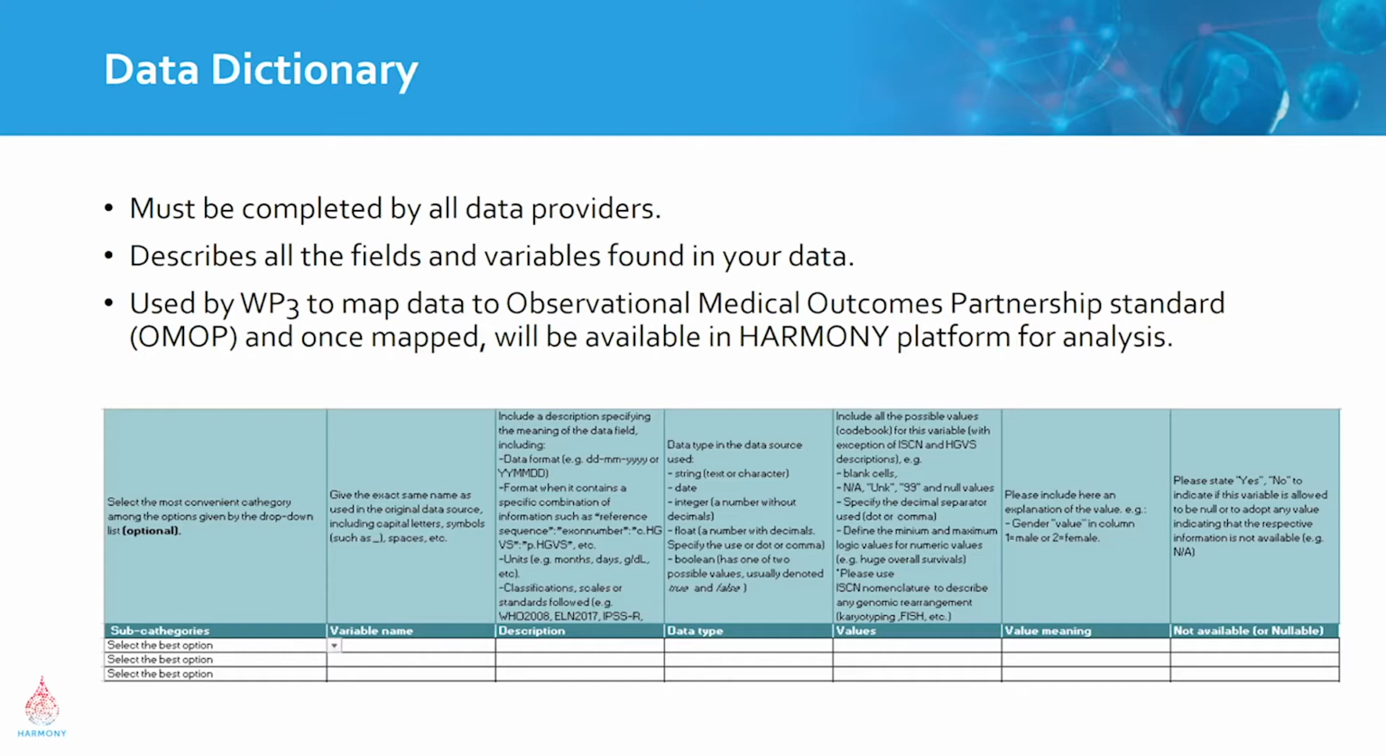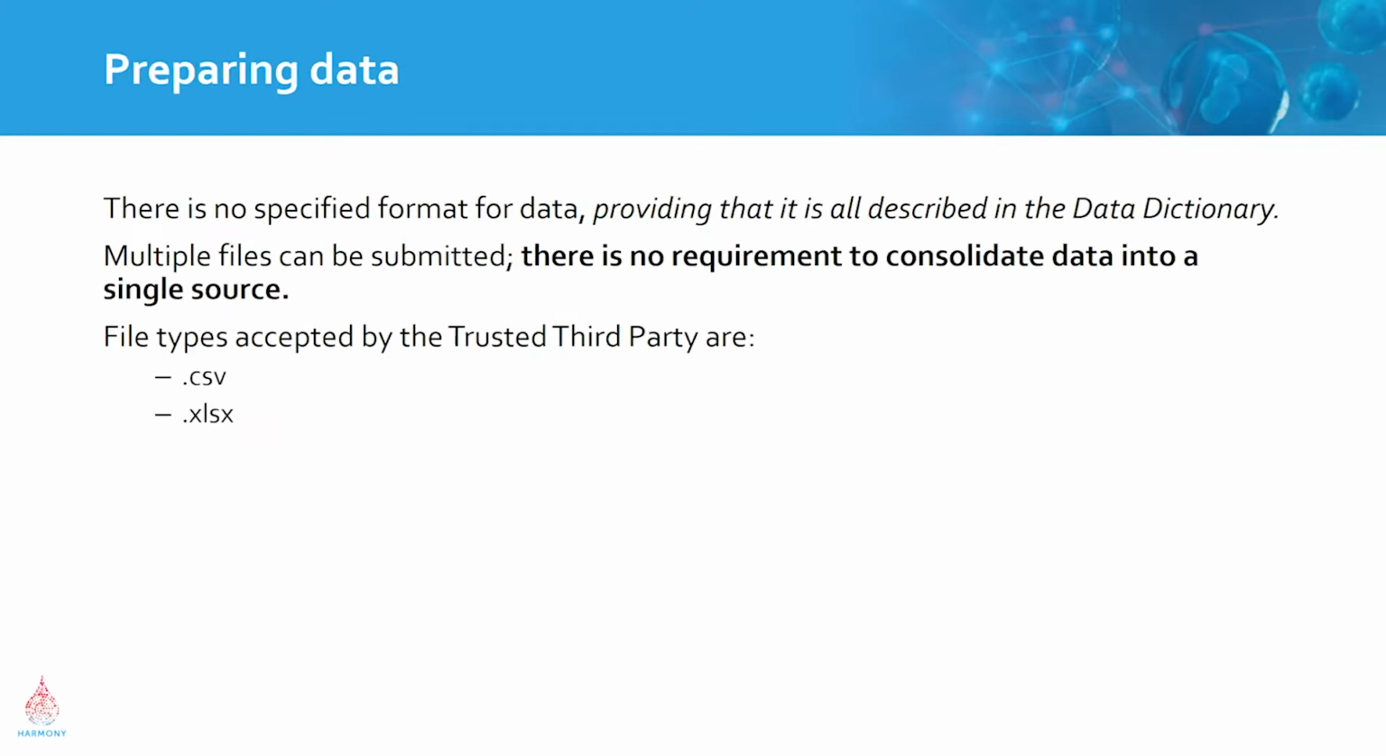And this is really what gives Harmony its power: it can take data from multiple different sources into a common model that can then be analyzed. And that's why the data dictionary is so important. So once you've described your data, then you can submit as many different files as needed.